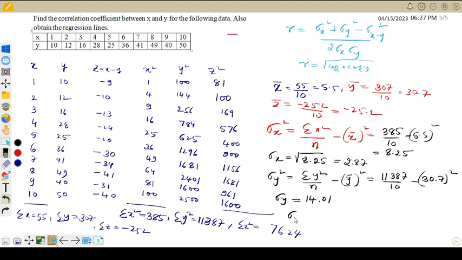Similarly, sigma z square value is summation of z square divided by n minus z bar whole square, where summation of z square is 7,624 divided by 10 minus z bar, and z bar value is minus 25.2 whole square. Okay. So its value, sigma z square value, you will get is 127.36, students. Okay, now let me move to the next slide to calculate the value of r, which you are already aware of.